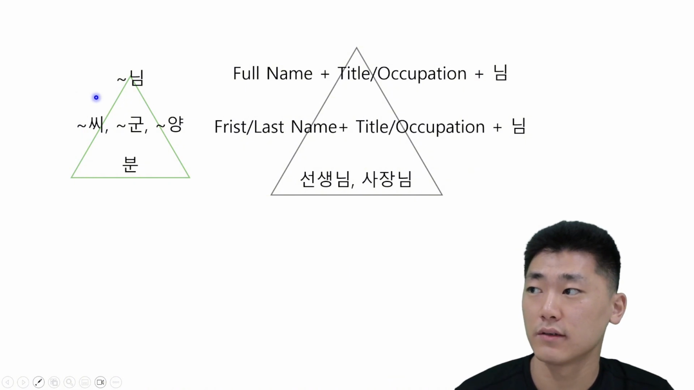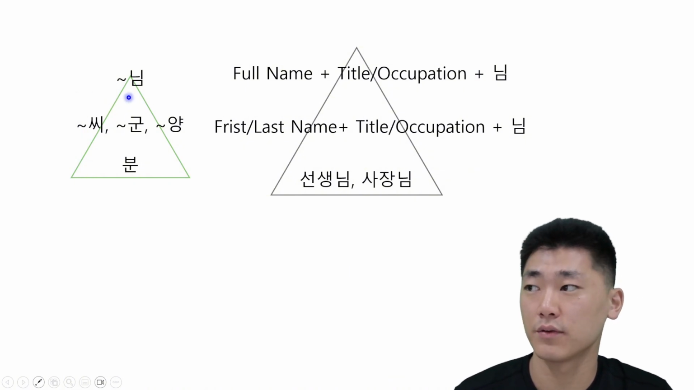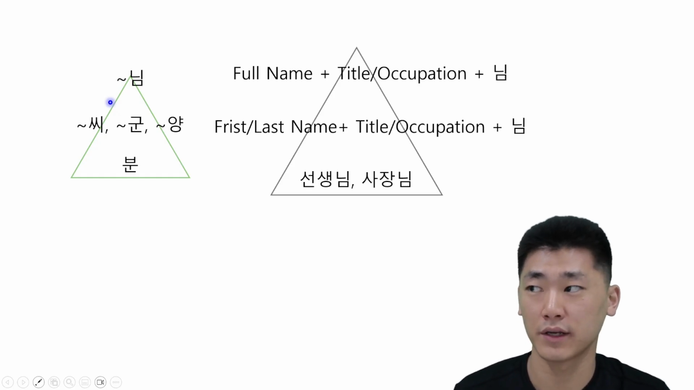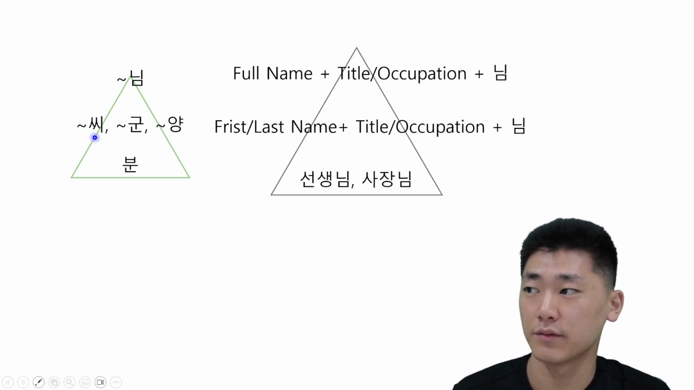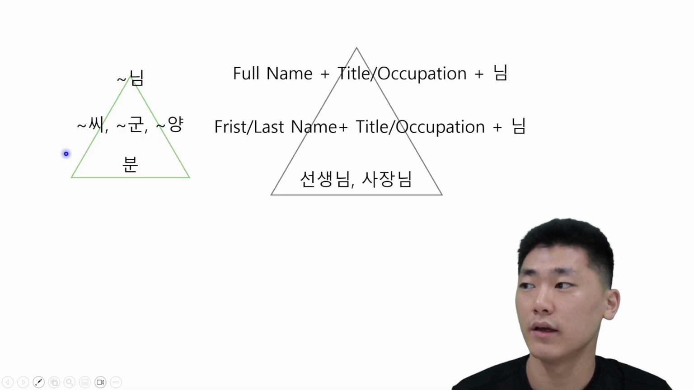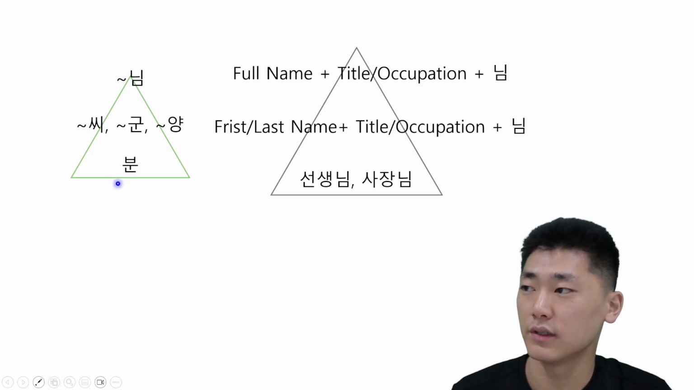So as you can see, someone 님 is at the top of the pyramid. So someone 님 is the highest honorific in Korean. And you can see someone 씨, someone 군, someone 양 at the same level. And you can see someone 분 at the bottom.